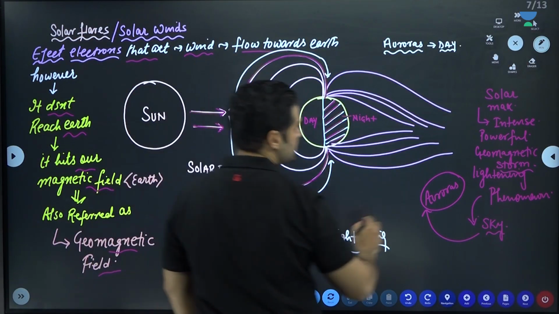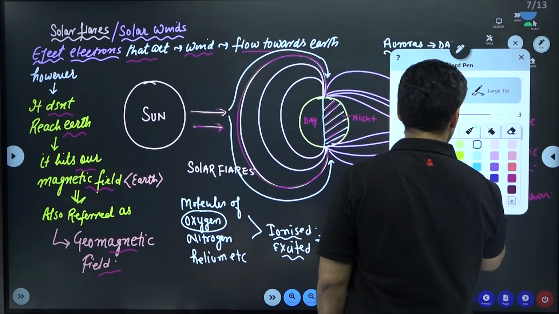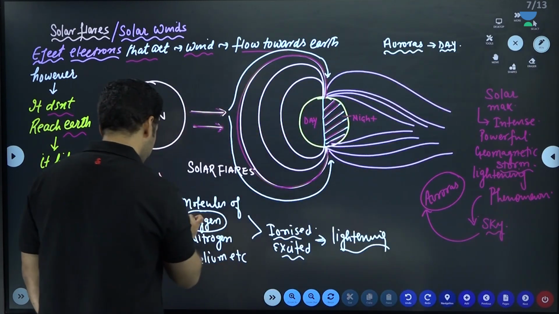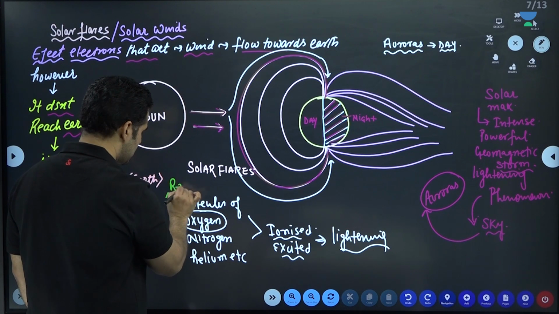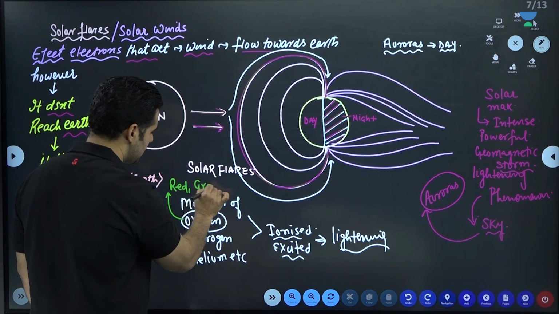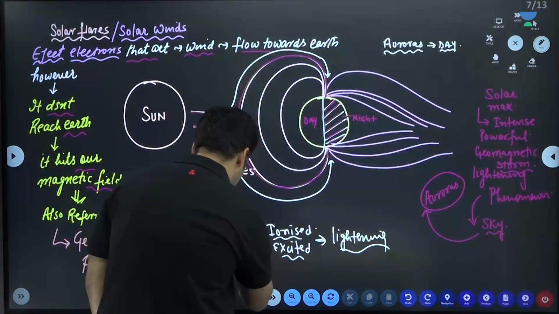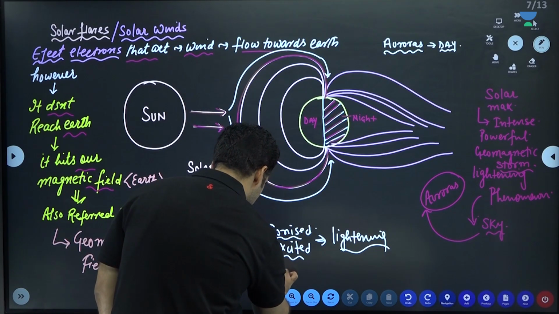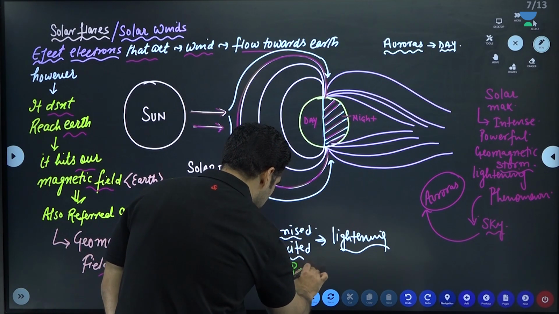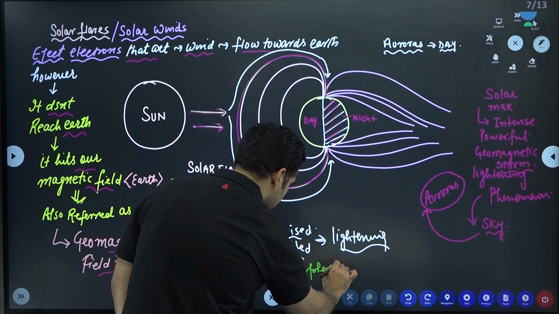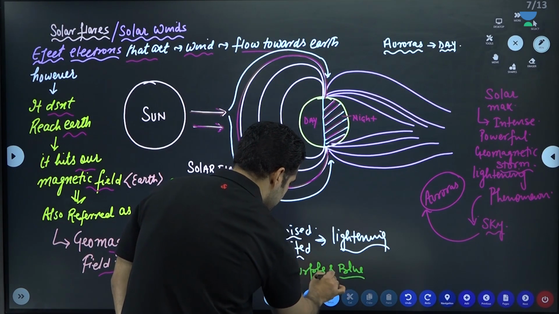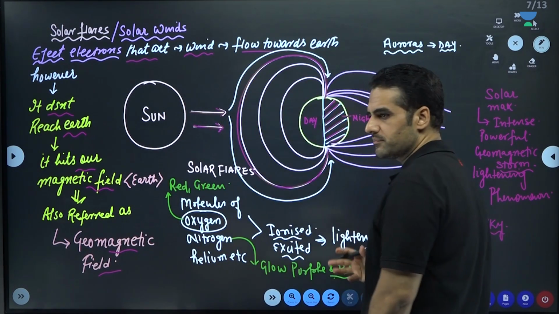What will happen because of this oxygen? Oxygen will give off red and green light, and nitrogen will glow purple and blue. So these are the different colors of this plasma.